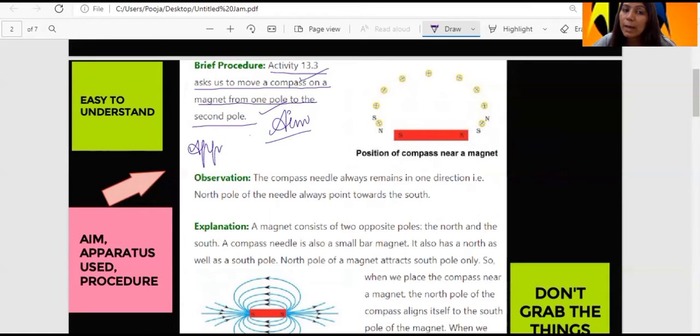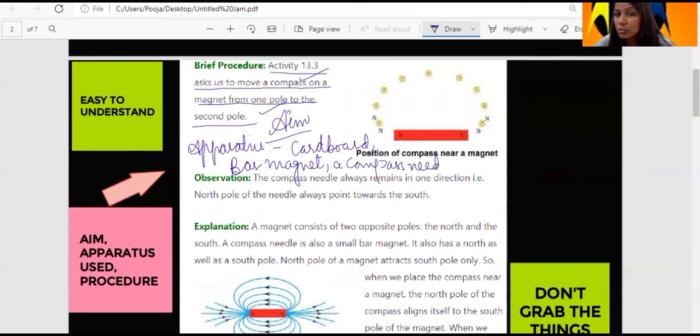What apparatus are we having? The apparatus given to us: a cardboard, then a bar magnet, and after the bar magnet, a compass needle. So these things we have with us.